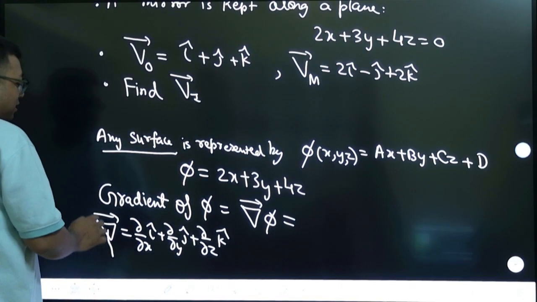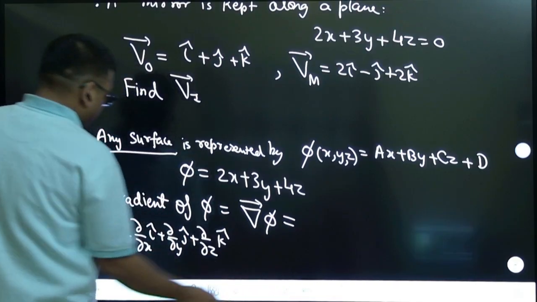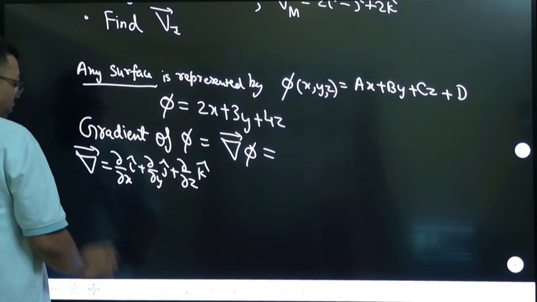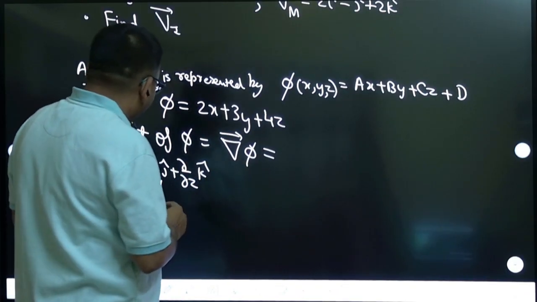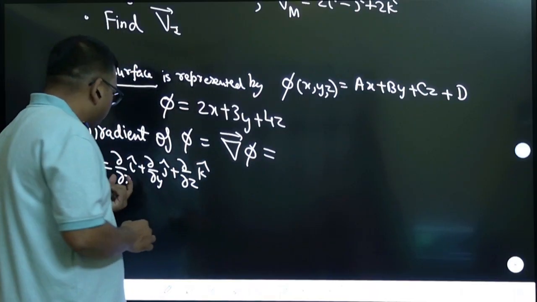In electrostatics it was there. Okay, so let us calculate this del of phi. Here del means partial differentiation, so let us do partial differentiation first.